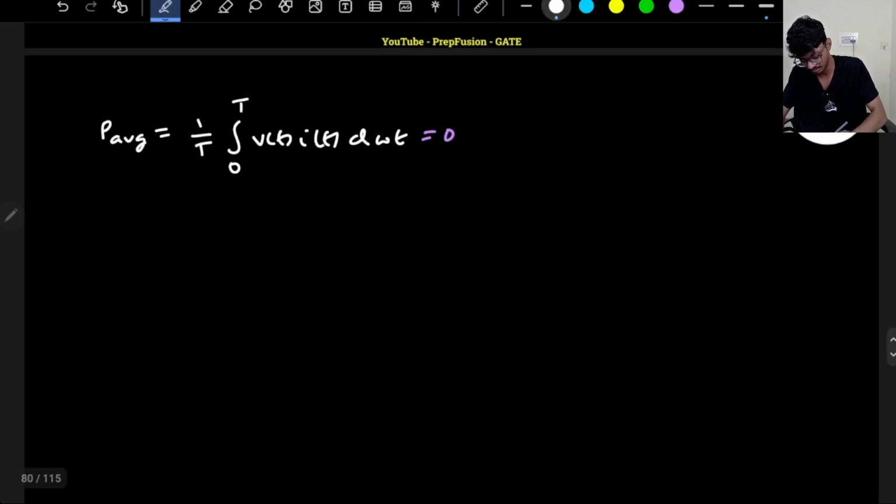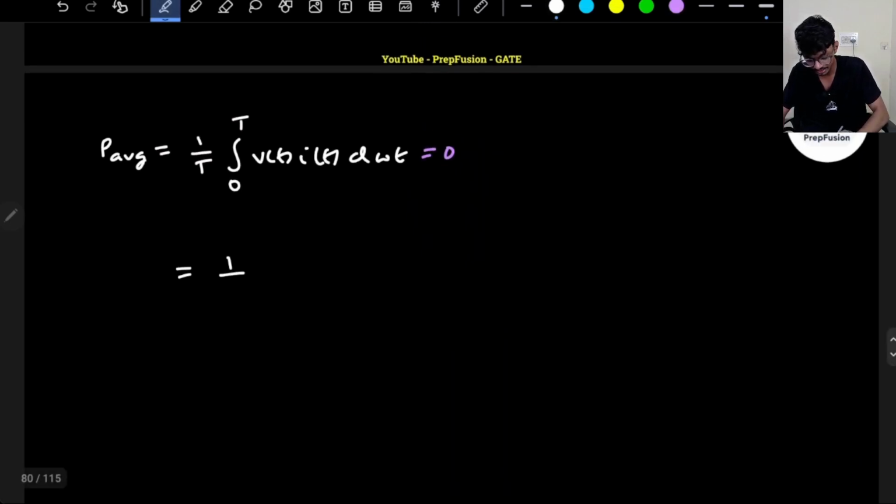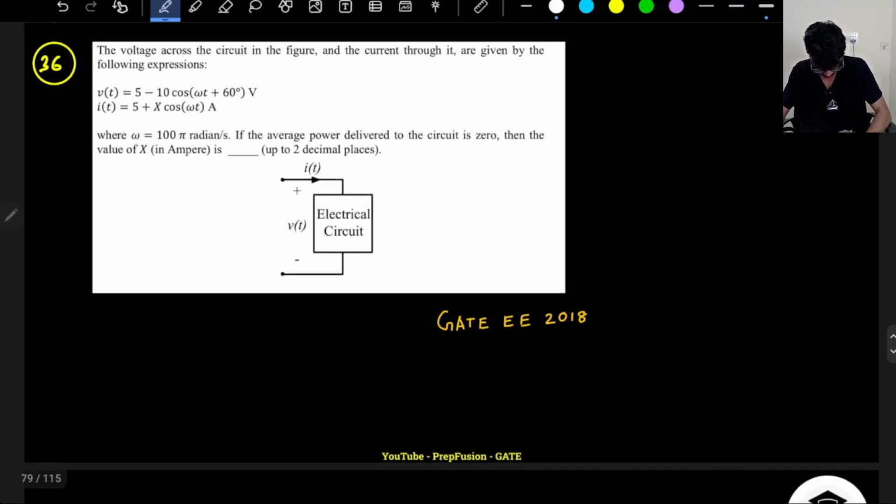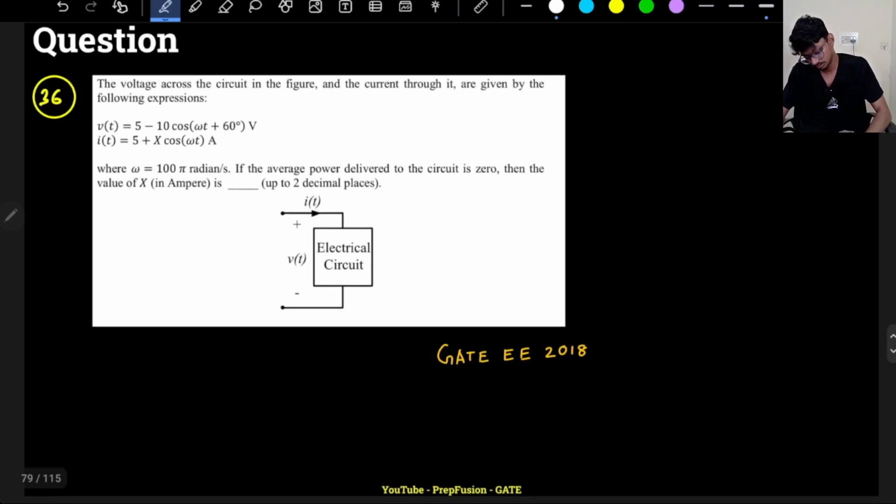So I will simply put the values here. What is the time period? So the time period of this waveform will be 2 pi only. Let me check this. Yes, the time period of this waveform will be 2 pi. For this you have to study a bit of signals, but I will give a little small idea. If I multiply these two components, what will I get?